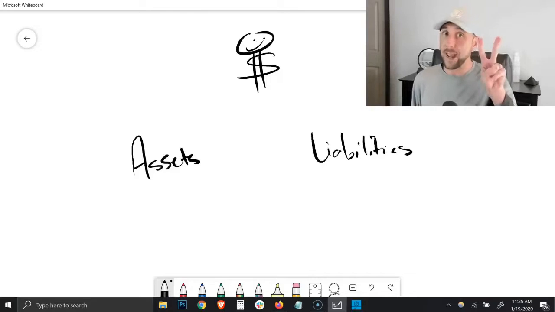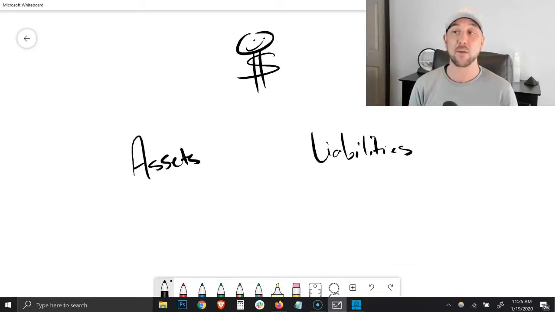I'm going to tell you two ways that this actually manifests, but the real key here is that assets bring you money, liabilities cost you money. I'm going to say that again because it's super simple. Things that bring you money are assets. Things that cost you money are liabilities.